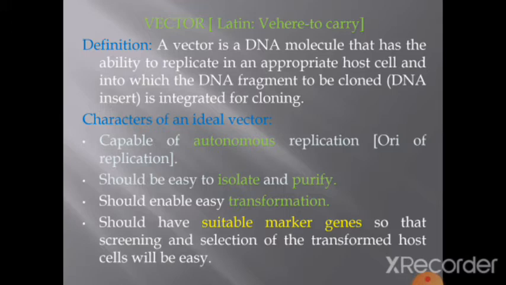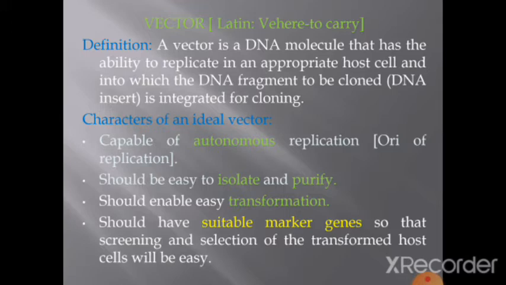Transformation is a process of gene transfer by which some bacteria take up foreign genetic material. I repeat, it is not there on the slide. Please note down. Transformation is a process of gene transfer by which some bacteria take up foreign genetic material. So a good vector should enable easy transformation. It should get transformed easily.